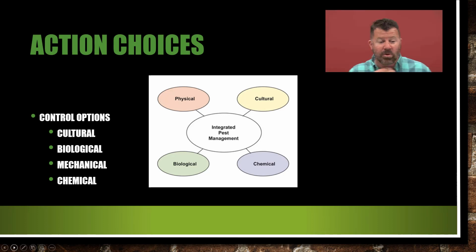Action controls. Guys, we've got some control options. We've got cultural, we've got biological, we've got mechanical, and we've got chemical. And chemical should be the last resort that we use. We need to make sure that there's a mechanical way to get rid of it. If it's a rodent or something, can we use a cage to trap it? Is it biological? Can we bring in lady beetles, ladybugs? Can we use those?